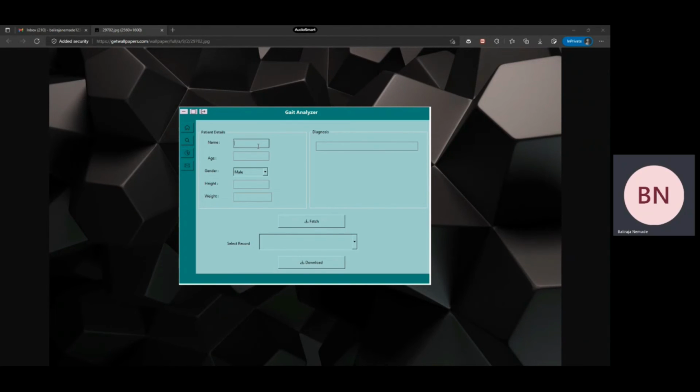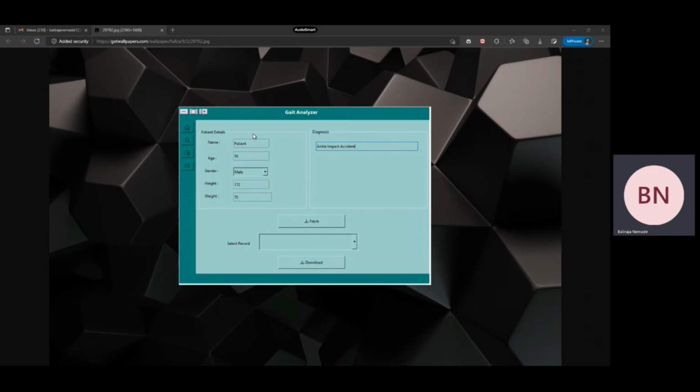So here is the first step. It's just basic details. For testing purposes, we have named the patient as patient, and his age was 32. This diagnosis part is optional, but since we have it, we can input something. So it will help even more.